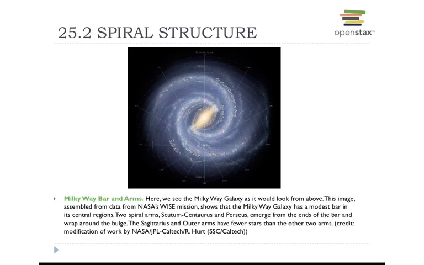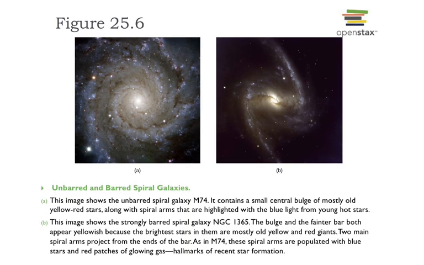So let's talk about the spiral structure. The spiral structure is very interesting. It has a lot of dust, a lot of that interstellar medium. And it's bluish in color, an indication of new star formation in the spiral.